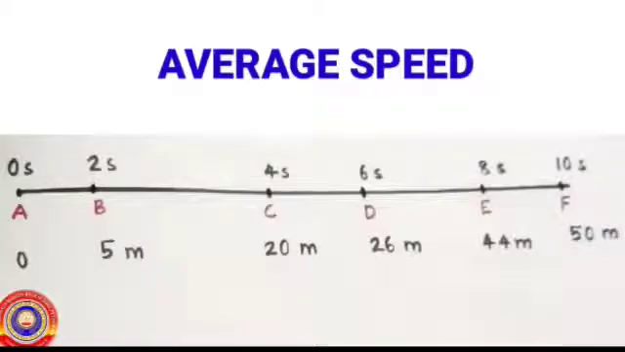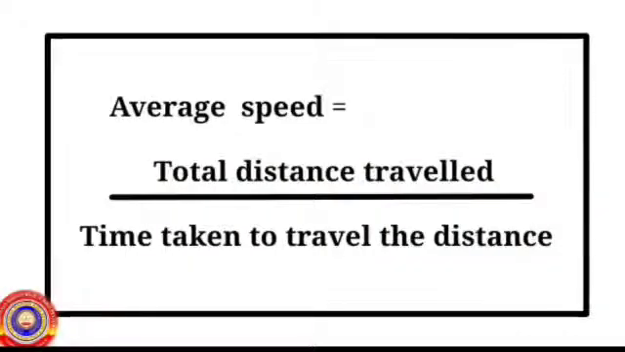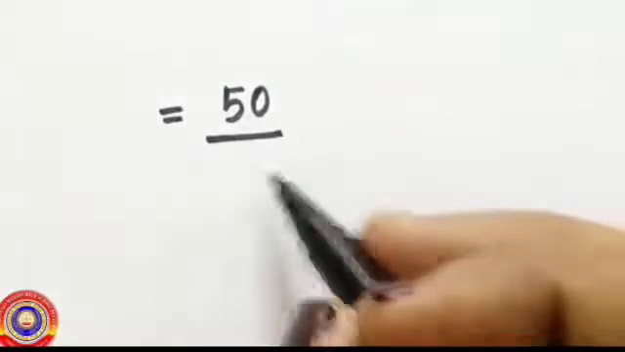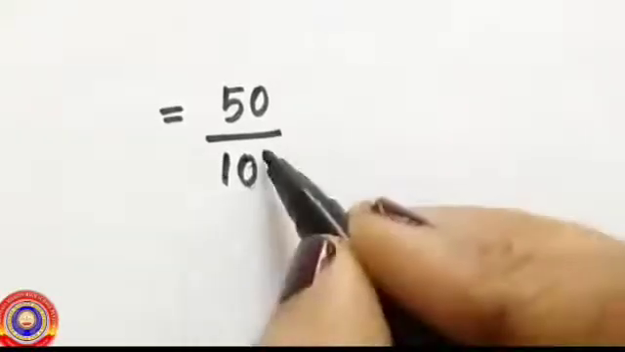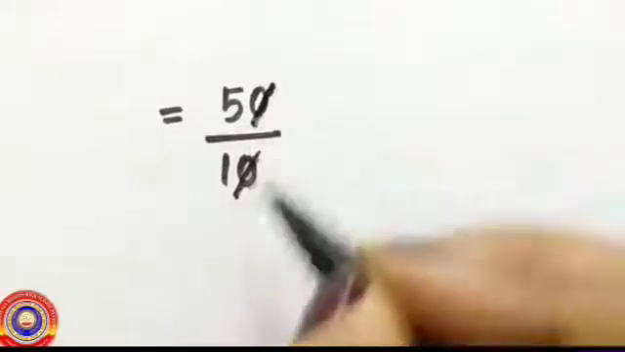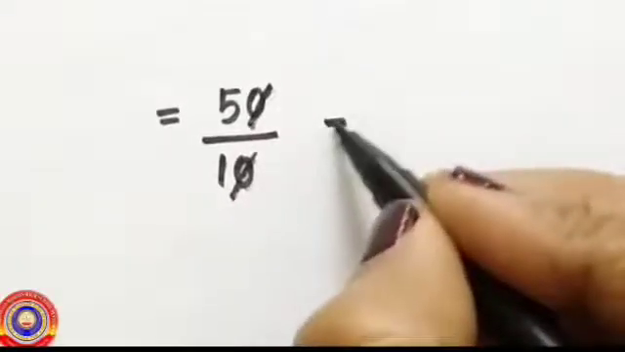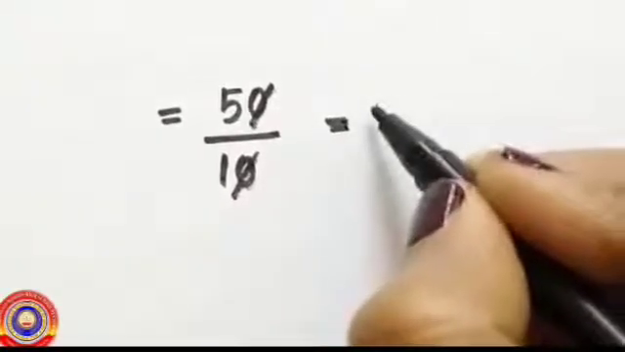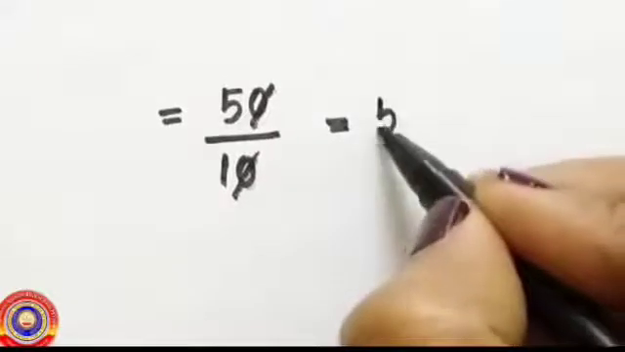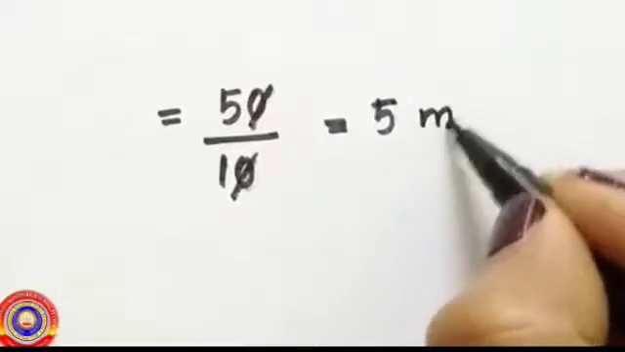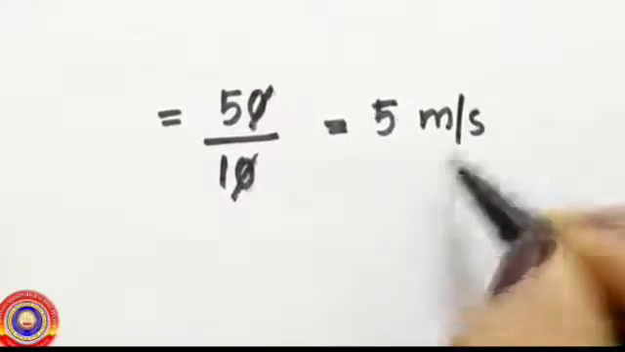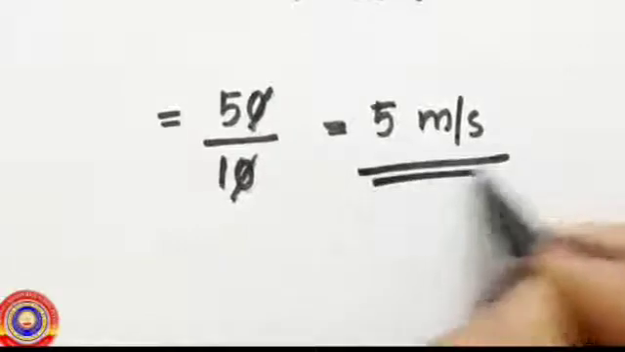We know average speed is equal to total distance travelled divided by total time taken. The total distance here is 50 meters and it takes 10 seconds to travel this 50 meters. So average speed is equal to 50 divided by 10, that is equal to 5, and the unit is meter per second. So the answer is 5 meter per second.